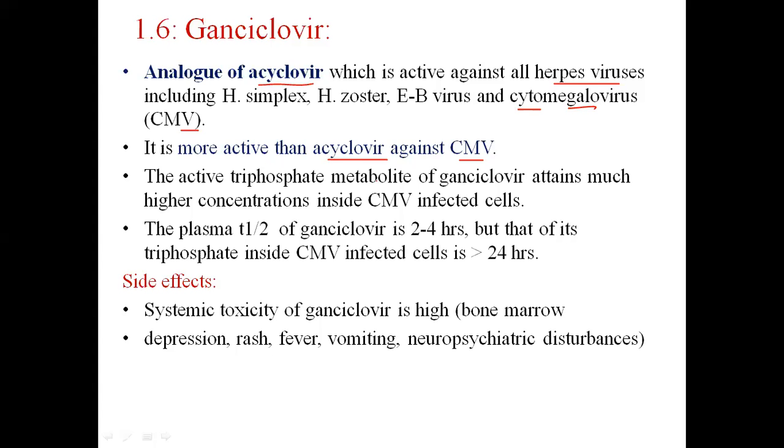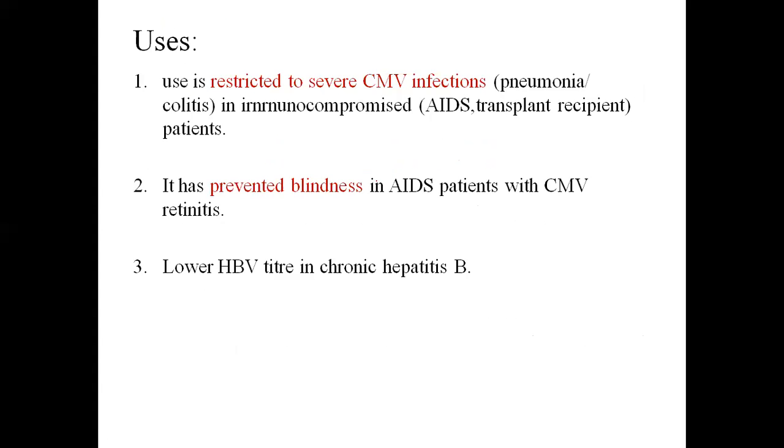And the second point is the concept of prodrug. A prodrug is a drug which is converted from X to Y. That X can be the prodrug, it is converted to Y, and that Y may be active. It may be more active than X. So that is the concept of prodrug. Uses: it is used in AIDS patients. It is used in CMV infection.